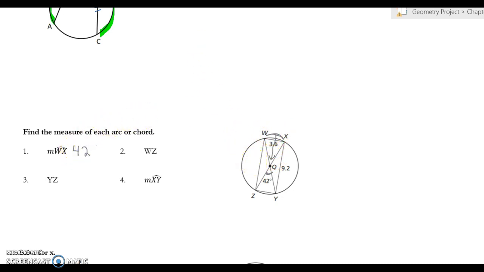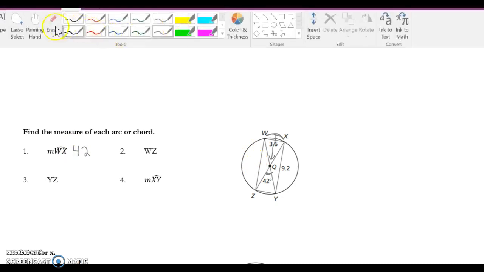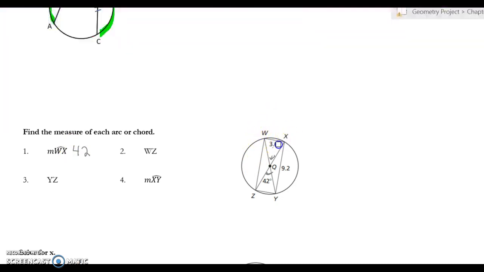Okay? All right, let's go ahead and erase that information because that makes it hard to see. Okay, and then let's start fresh with number 2. W to Z. Okay, so W to Z right here. Well, if those angles are equal, then that means this is 42, which we knew. And to find this one, X to Y, we do 180 minus 42, which is 138. But it would also be 138 here.